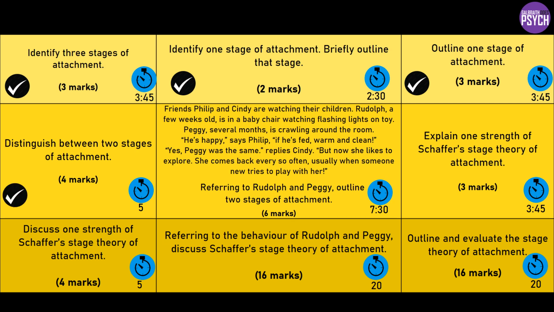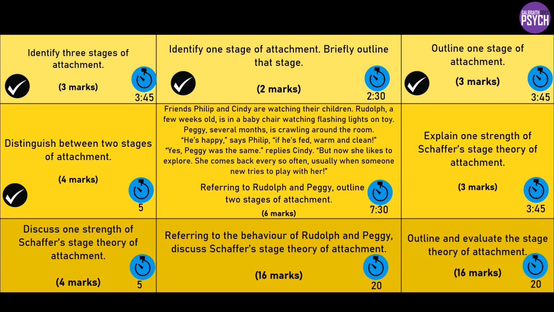All right, we've now got a scenario question. We've got Philip and Cindy, and their children, Rudolph and Peggy. No prizes for guessing where I got those names from. Okay, so Rudolph is a few weeks old. He's happy watching flashing lights. Peggy, a bit older, crawling around, checking back in, not very happy when someone new approaches. Okay, so what that's hopefully leading you towards is that they're in 2 different stages, and we could talk about things like stranger anxiety, stuff like that, okay? So the question is, outline 2 stages of attachment, and we're going to have to apply those to those children, okay? So let's do it.